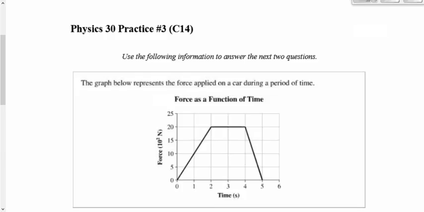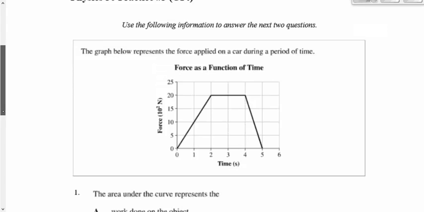Taking a look at the practice question set that we had to do for homework for today. It was practice question set number 3. Question number 1 has a graph representing force applied on a car during a period of time. We see a force versus time graph, and right away 3 words should come to our mind. Davin, what are those 3 words? Good. Area equals impulse. Let's scroll down and see what the question is.